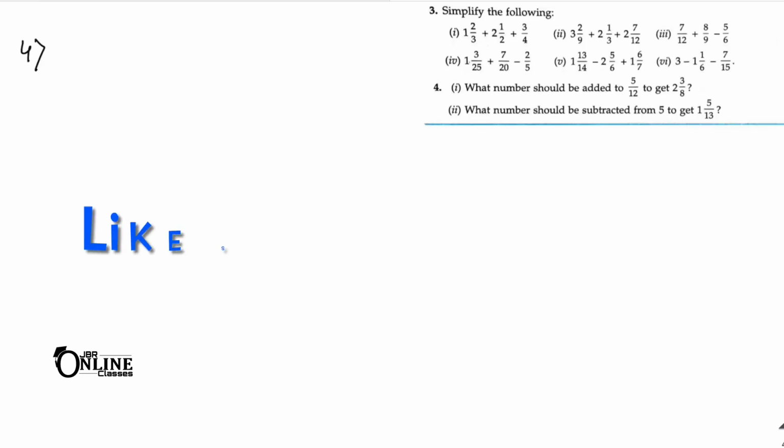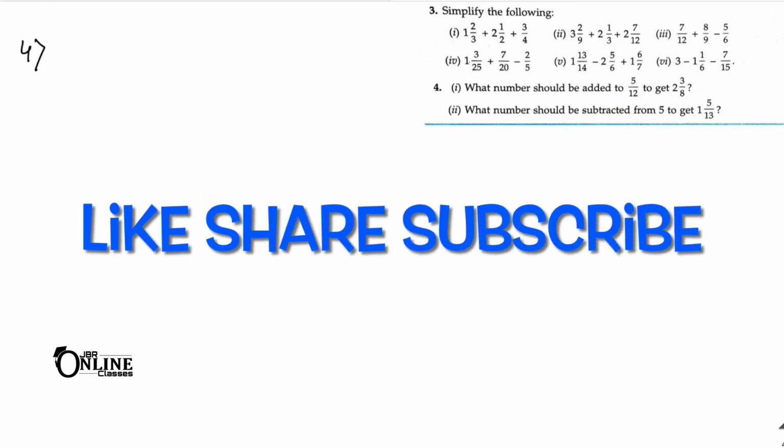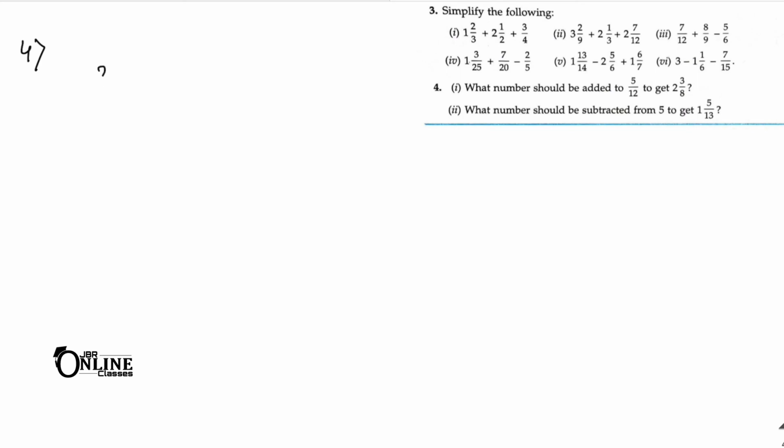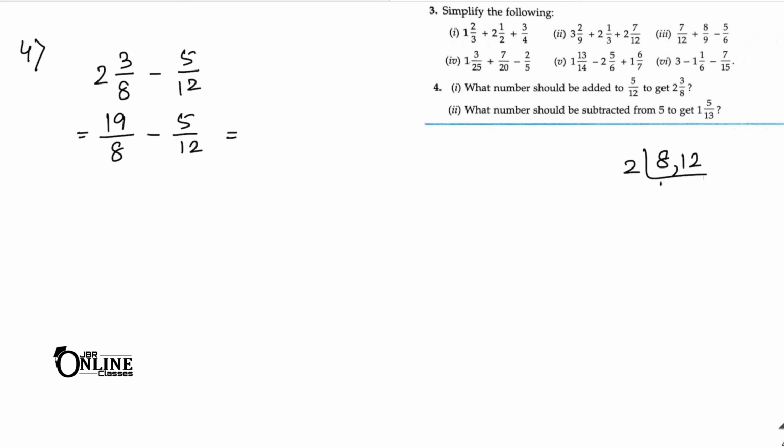Okay. Number 4. What number should be added to 5 by 12 to get 2 whole 3 by 8? So that means the number will be 2 whole 3 by 8 minus 5 by 12. So that equals 8 twos are 16, 3, 19 by 8 minus 5 by 12. So here 8 and 12. So 2 fours are 8, 2 sixes are 12. Then 2 twos are 4, 2, 3. So LCM equals 2 into 2 into 2 into 3, that equals 24.